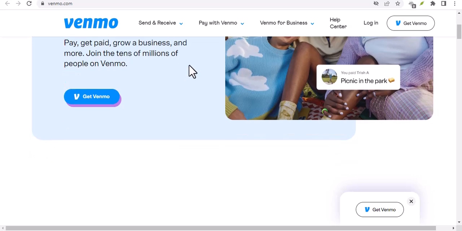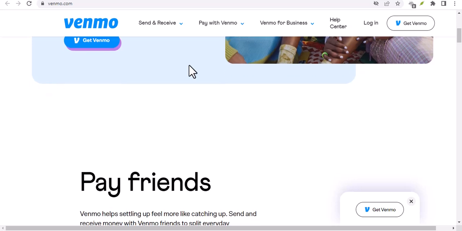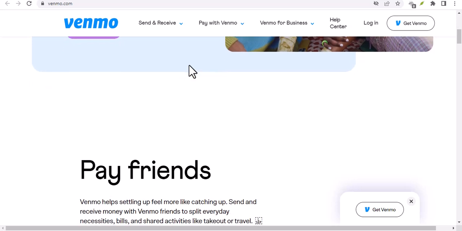Venmo is a free mobile payment app that allows you to send and receive money to friends and family. You can also use Venmo to pay for goods and services from businesses that accept Venmo payments. So, where can you use Venmo?